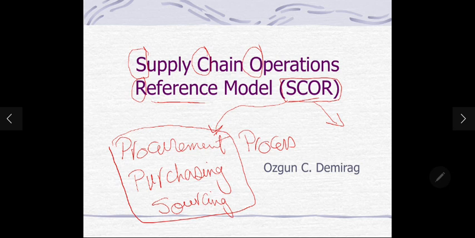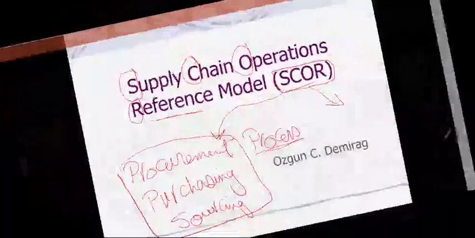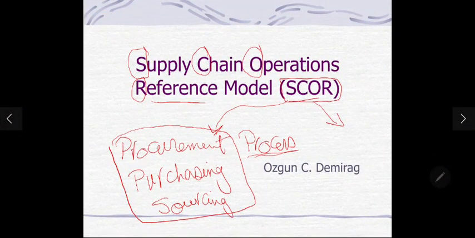So the first part of the SCOR covers how to name the processes in a uniform way, how to do these processes, what is the expected input and output for each process, and what are the best tools that can be used for this process.